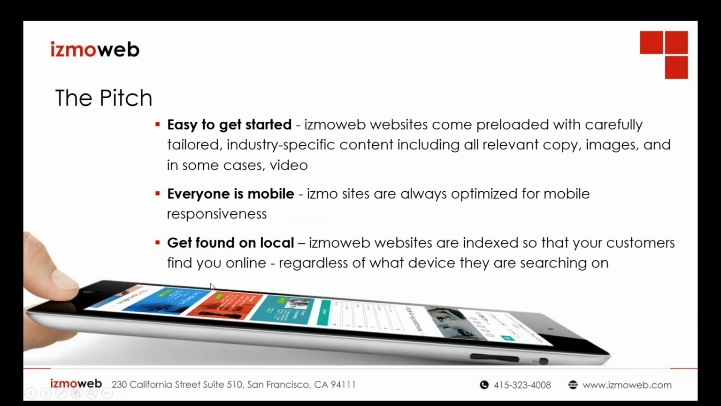So this is part of the pitch, and again, this content's going to be available to everybody, but this is a very easy way to get started. The izmoweb websites come preloaded with carefully tailored industry-specific content, including all copy, images, and in some cases, video. It's mobile friendly. These are optimized for mobile responsive. Those are critical selling points. Get found locally, so these websites are indexed so that your customers can be found online regardless of the device that they're being searched on.